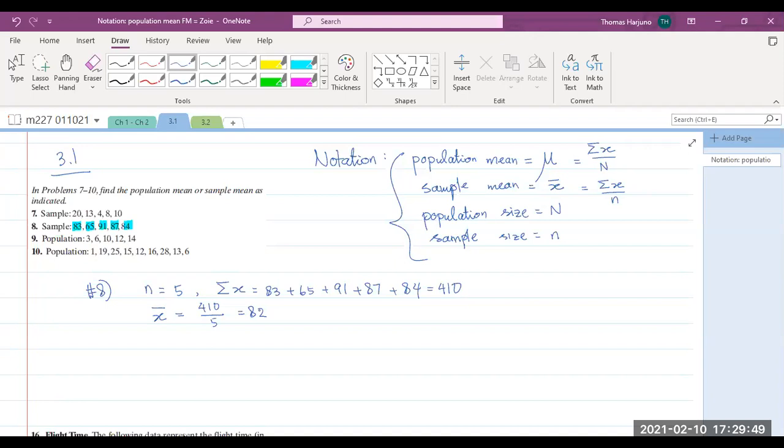Now, for number 10, we have a population. How many data are there? 1, 2, 3, 4, 5, 6, 7, 8, 9. So population size, therefore I use capital N, is 9. How about the sum of the data? This summation notation is basically a capital M that you turn 90 degrees counterclockwise, then it becomes like this.